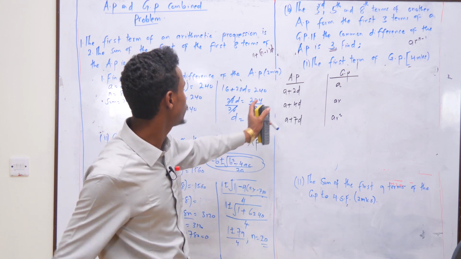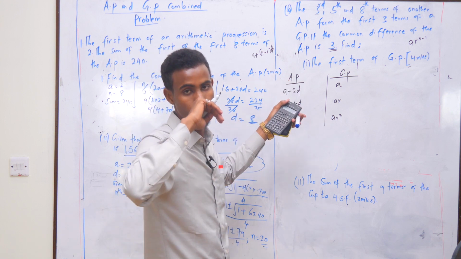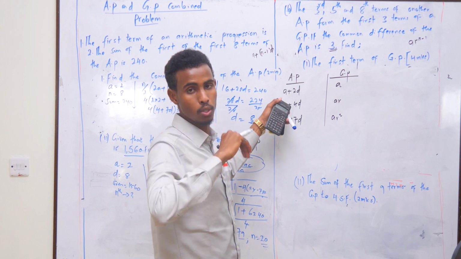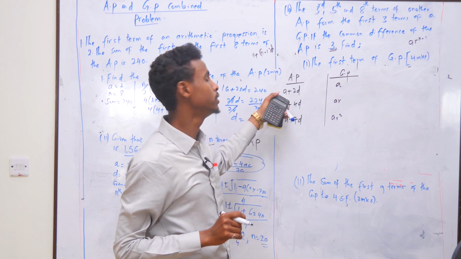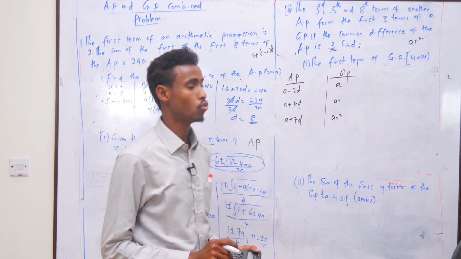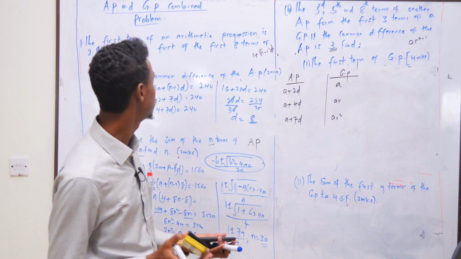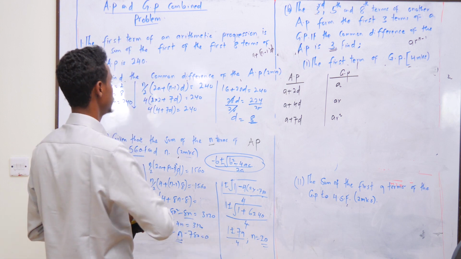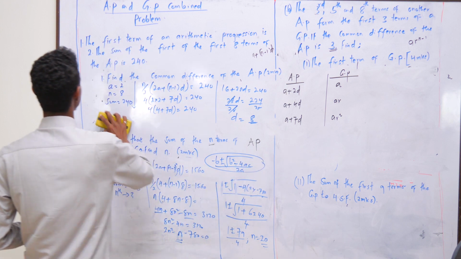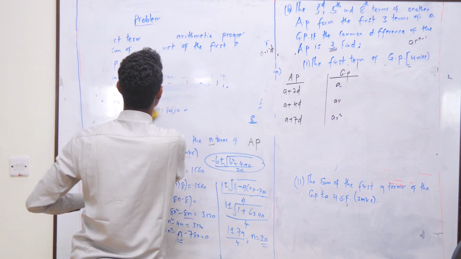Now class, the third term of an AP was equal to the first term of a GP. The fifth term of an AP was equal to the second term of a GP. And the eighth term of an AP was equal to the third term of a GP. Now, how can we solve a question like that? Let's do it here very quickly, because the space there will not be sufficient. If I wrap here, I can do that question very quickly.